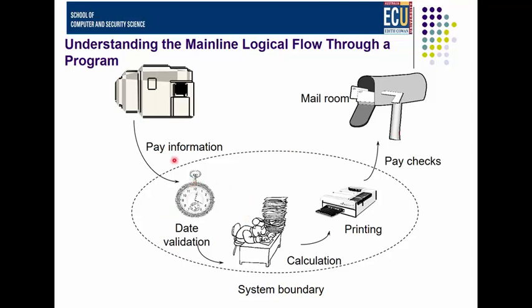In the system boundary, you need to identify what would be the input to your system, what you need to validate, what calculations you need to perform, what you need to do after that, and how your system will interface with the external world or other systems, because this pay information might be coming from other information systems. So what would be the interfaces between your system and other systems or the external world, and what steps would be performed? This is your mainline logical flow. If you are able to define this, then you are able to better address the user needs.